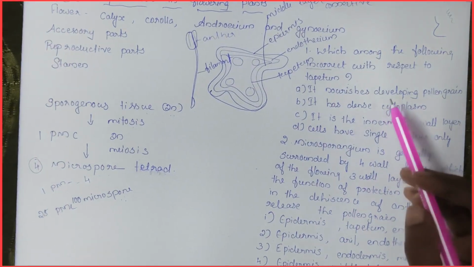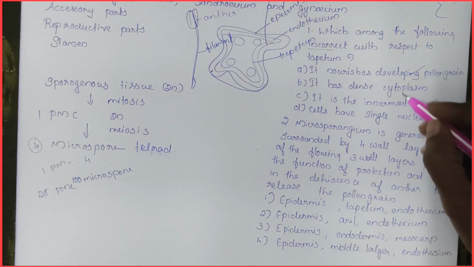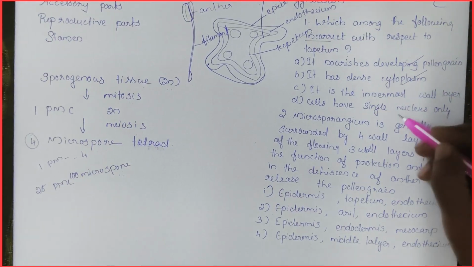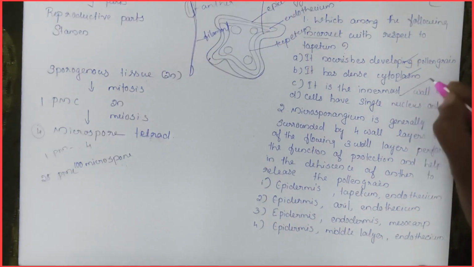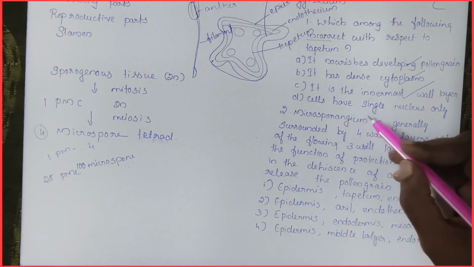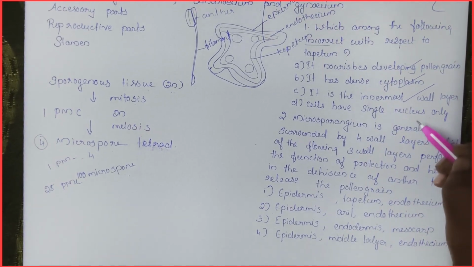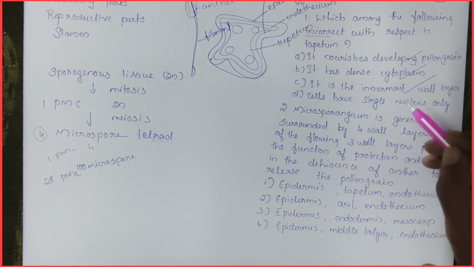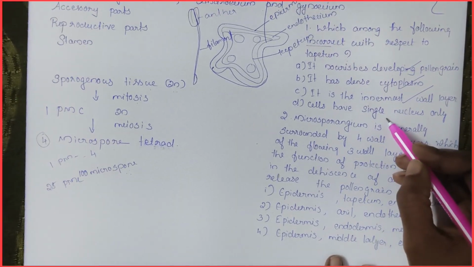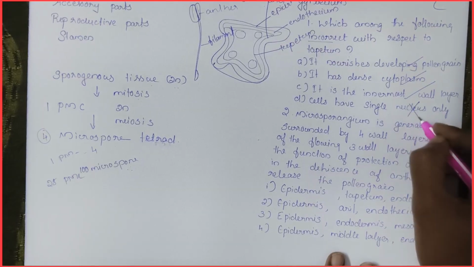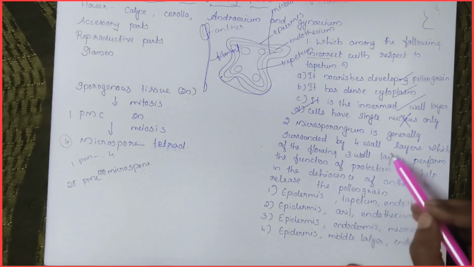As we know, we have studied that tapetum is used to nourish the pollen grain, so it is correct. Then it has dense cytoplasm, that we have also studied, it is correct. It is the innermost wall layer, that is also correct. Now the last option, cells have single nucleus only. We have studied that tapetum has more than 1 nucleus. Here they have given single nucleus, so this option is incorrect. The correct answer is D.